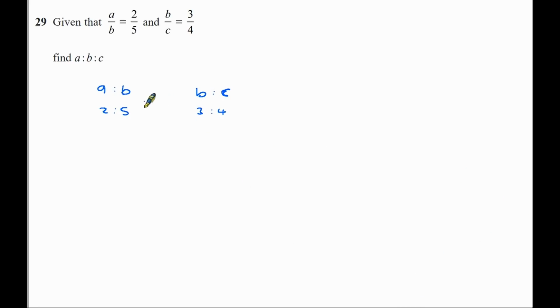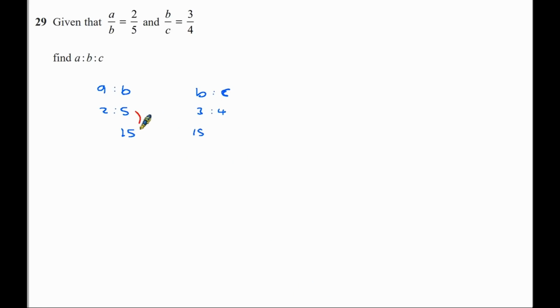I want to make these b's the same. One is 5, one is 3. Therefore, I am looking for a common multiple. The obvious one that springs to mind is that they would both multiply up to 15. Now, how have I done that?